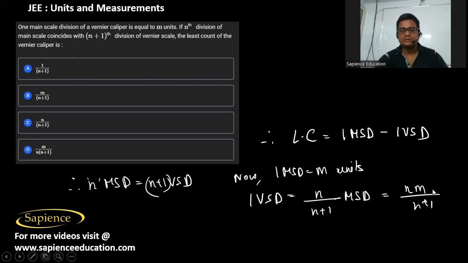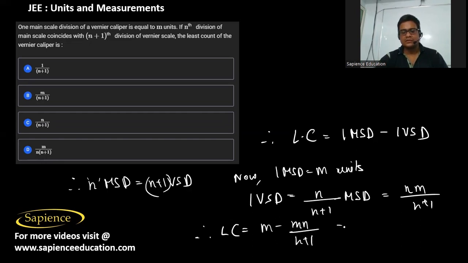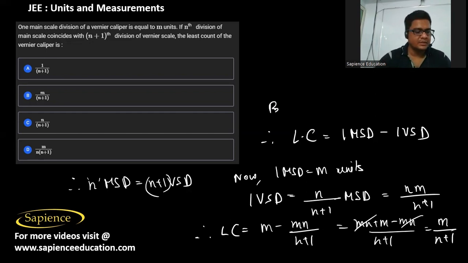So therefore the least count will be equal to m minus mn by n plus 1. So that will be equal to mn plus m minus mn by n plus 1. So mn will get cancelled out. So it is m by n plus 1. So option B is the correct answer.